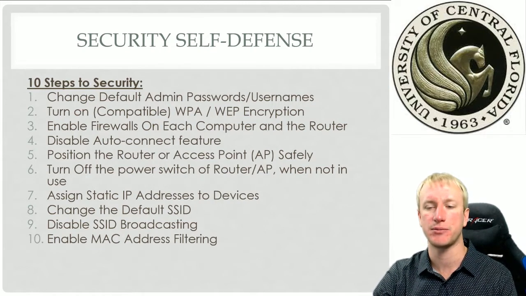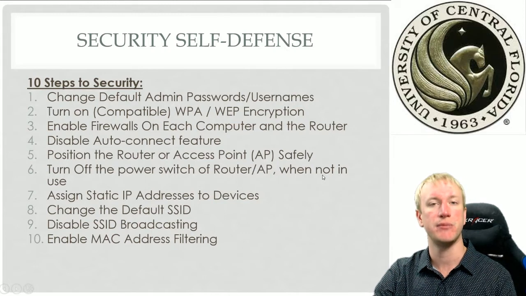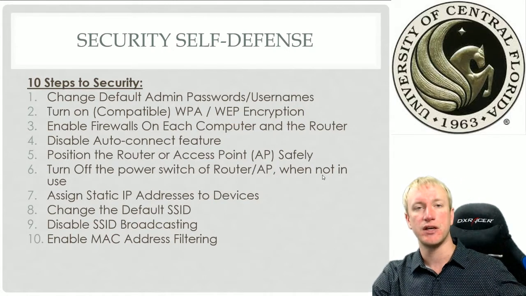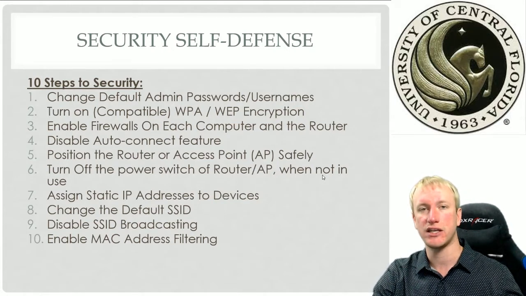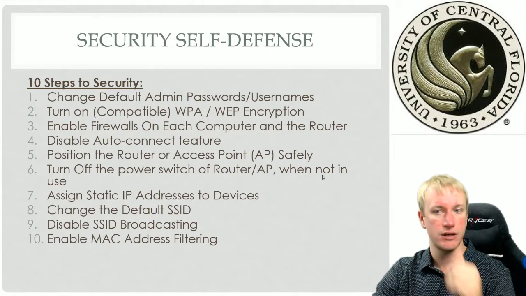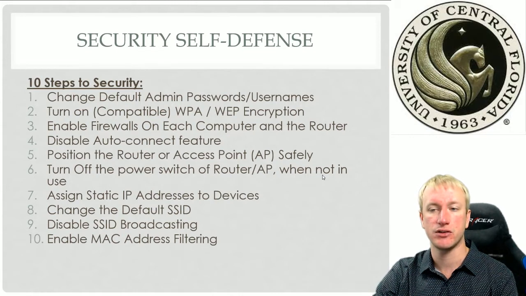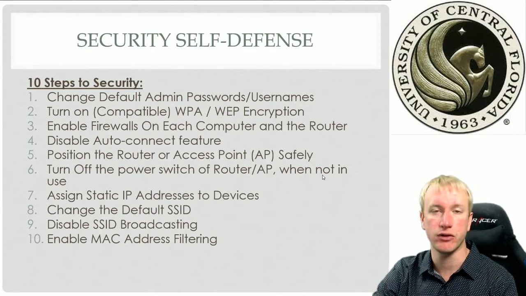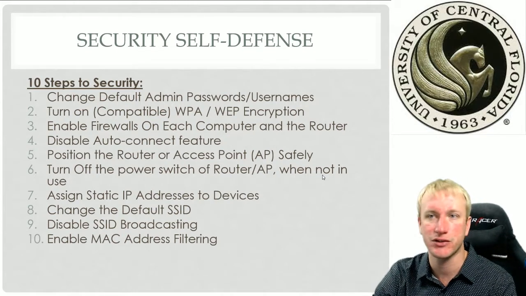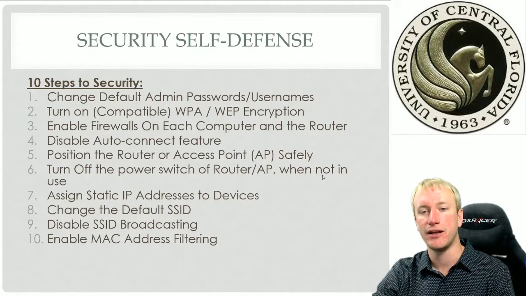Position the router or access point safely. For instance, if my router is right next to a window, people outside in the street can pick it up. But if I put it right next to a wall, it'll keep the Wi-Fi pretty much inside the house. So that's really important to consider. Turn your Wi-Fi access point switch off when you're not home. If you leave for a week, turn it off so people can't run up next to your wall and try to hook up to your Wi-Fi.